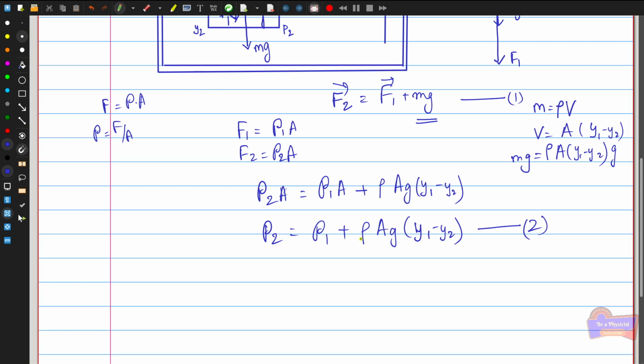So this equation is used to find the pressure in both liquid as well as the atmosphere. If you consider the liquid, then the pressure is a function of the depth, or if you consider the atmospheric pressure, then it is a function of the altitude. That means the difference in the height.